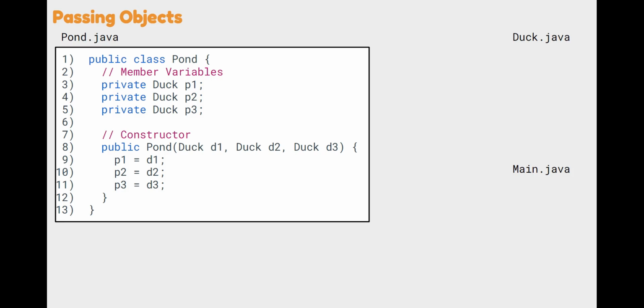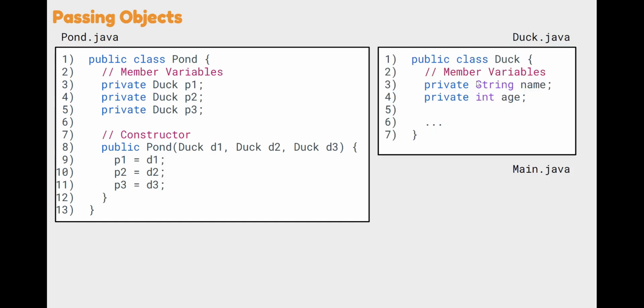Well, if we have a pond class, we might have member variables, and those member variables might be objects. We might have a duck object, and we might have 2 duck objects. We might have 3 duck objects. We can have up to 3 ducks in our pond. That pond class will have a constructor in which we will accept 3 duck objects from the user, and then we will assign those duck objects to our member variables. The duck class might look something similar to this. A duck might have a name that's a string, and an age that's an int.